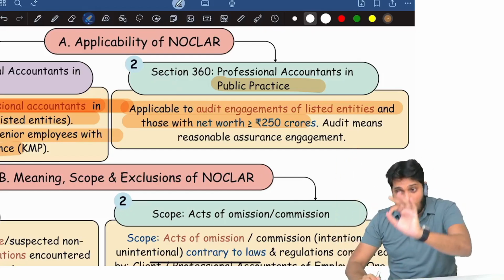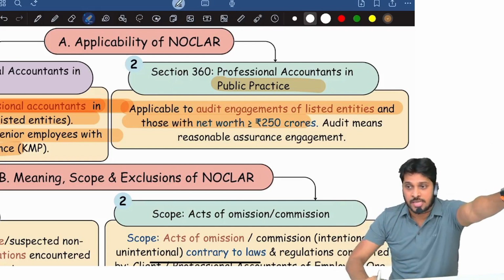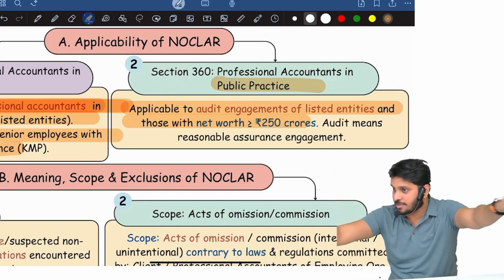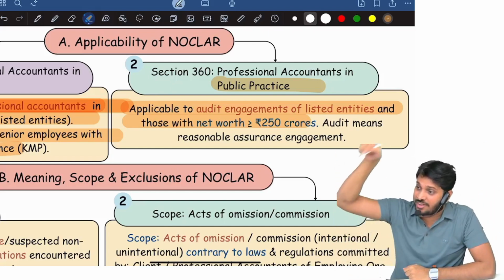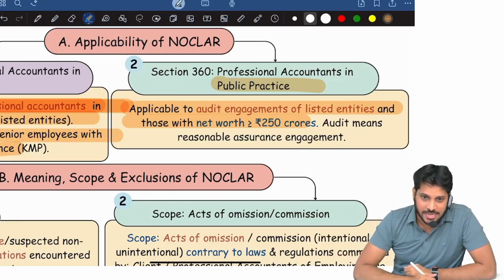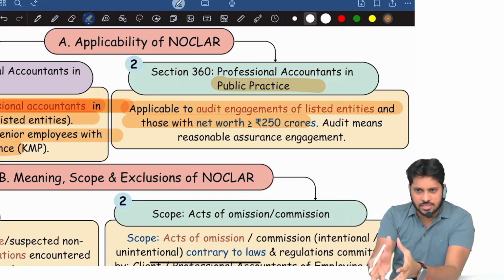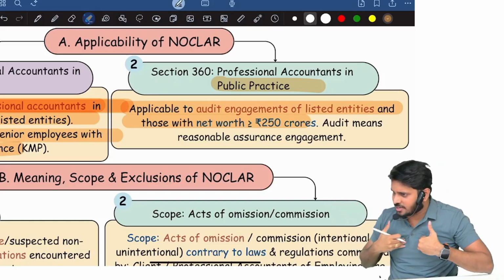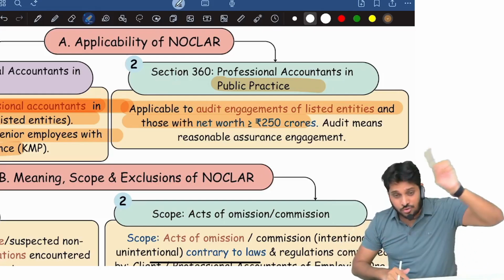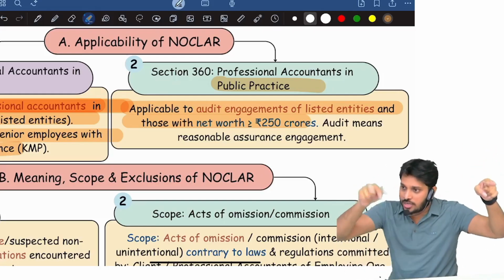NOCLAR is purely talking about reporting to external authorities. It is not talking about reporting in financial statements. SA 250 predominantly talks about financial statements audit. Are you getting it? Suppose I identified a non-compliance and it is clearly disclosed in the financial statements, that only I will see in the 250 standard. Whether I should report this to the enforcing authority, a third party, or not, NOCLAR will guide.